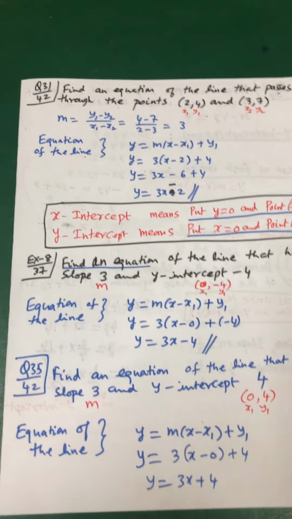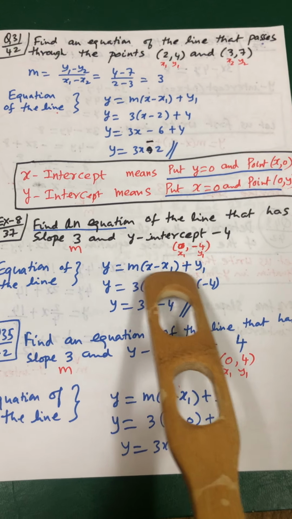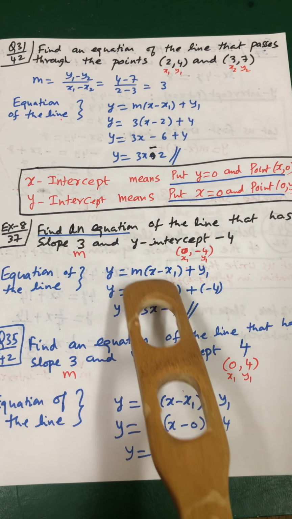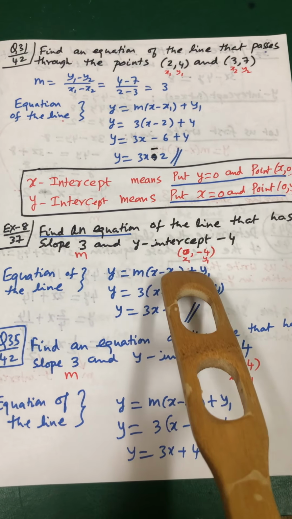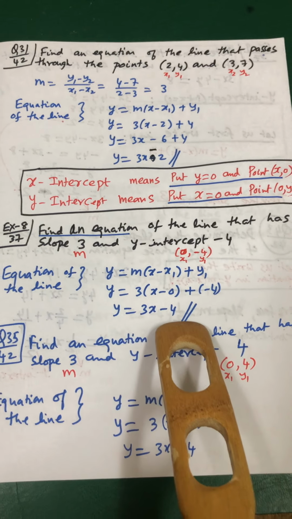So be careful, I will repeat. Y is equal to m multiplied by x minus x1, plus y1. m is 3, x1 is 0, y1 is minus 4. On simplification you get this answer.